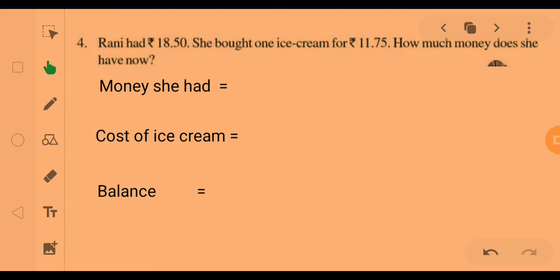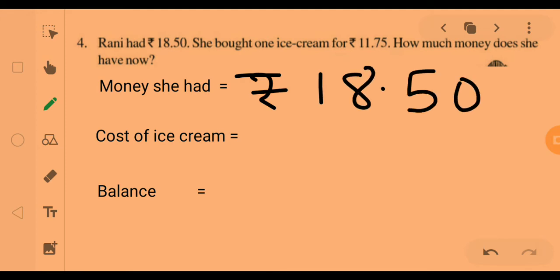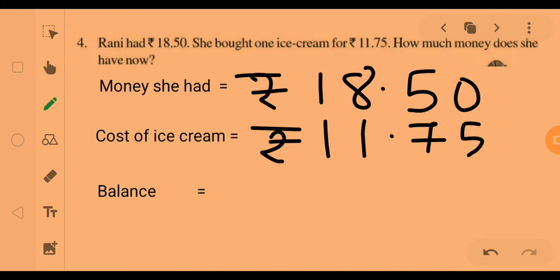So let's write the money she had first. How much did she have first? 18 rupees 50 paise. So we write the money she had first, 18 rupees 50 paise. Then what is the cost of the ice cream here? The cost of the ice cream is 11 rupees 75 paise. So we write it there. Then we need to know the balance. So how do we find the balance? We have to subtract the cost of the ice cream from the total money she had. So let us subtract it.